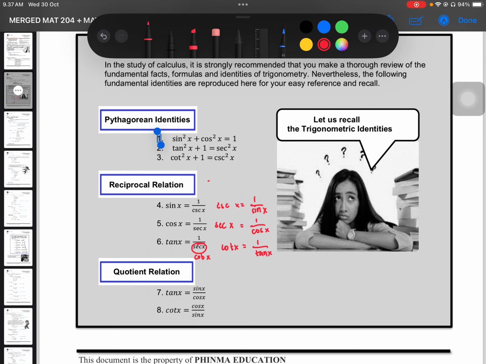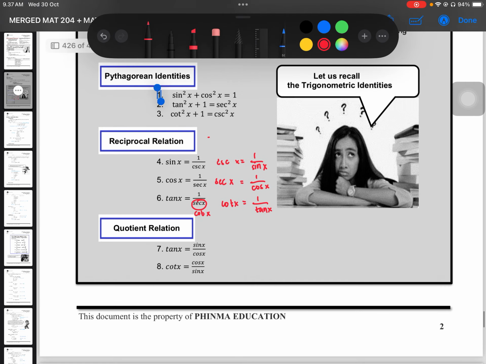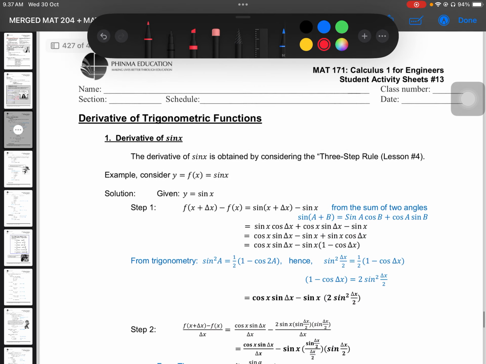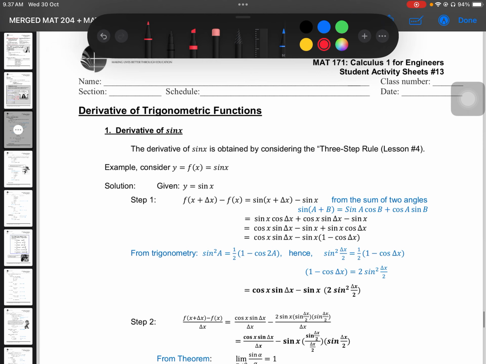Okay? Next is the quotient relation wherein tangent x is equal to sine x over cosine x and cotangent x is equal to cosine x over sine x. It is just reversed, because as we said, the reciprocal relation of tangent x is equal to 1 over cotangent x. Okay? Now, what about in terms of derivatives?